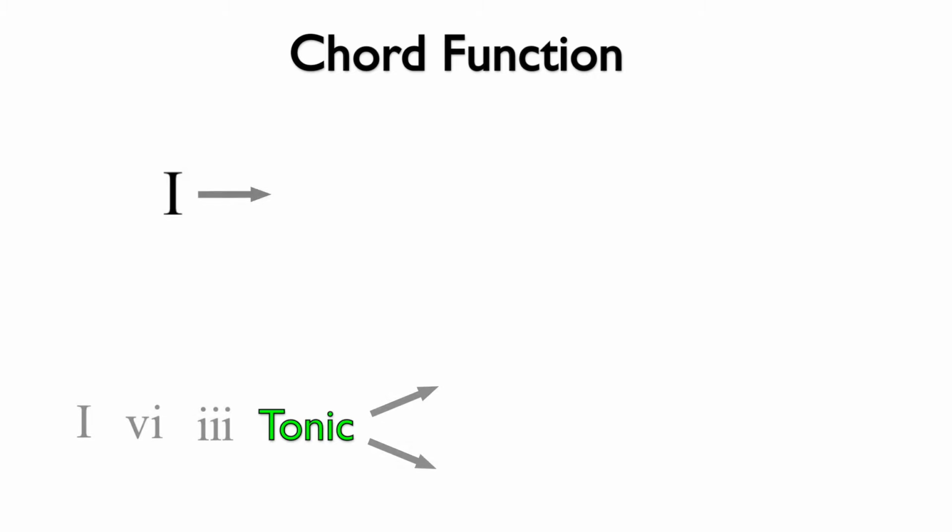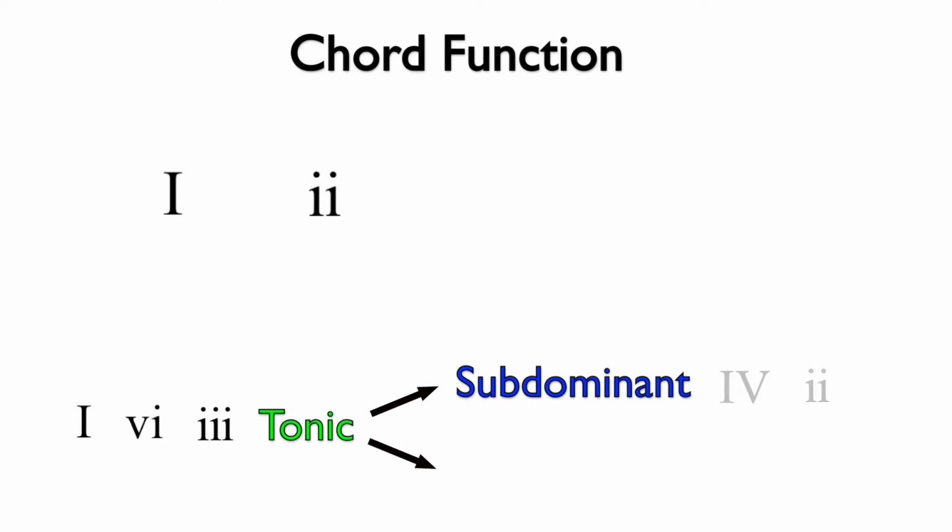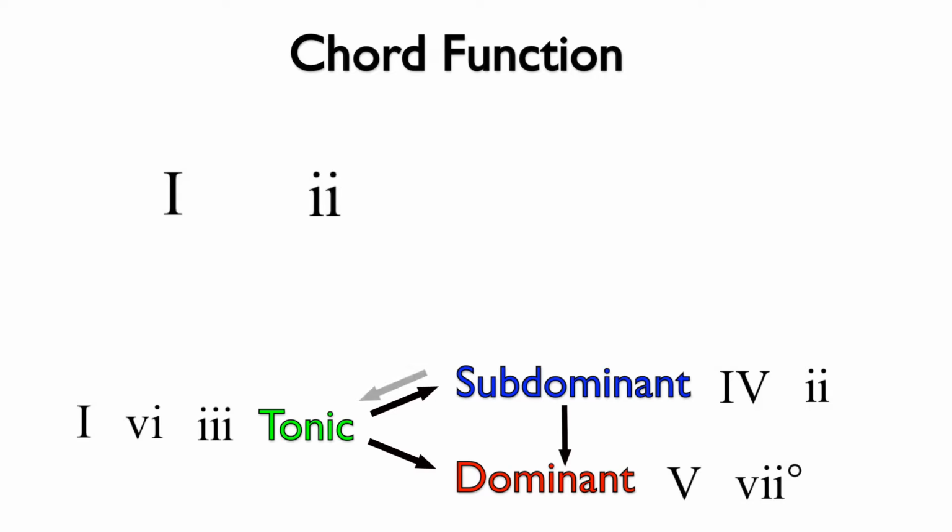From 1, we could go to any other chord in the key. Let's go to 2. With 2 being a subdominant function, we can move on to dominant, return to tonic, or it is possible with all of these functions to stay in the same category. It is the changing of categories, however, that provides the sense of forward motion or progression.